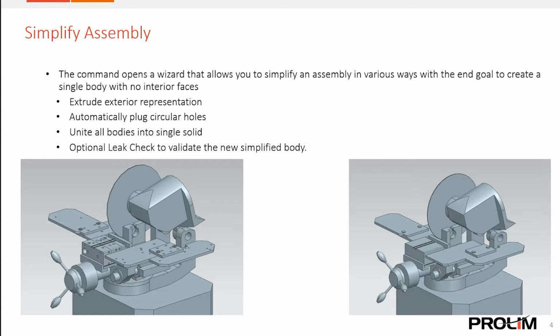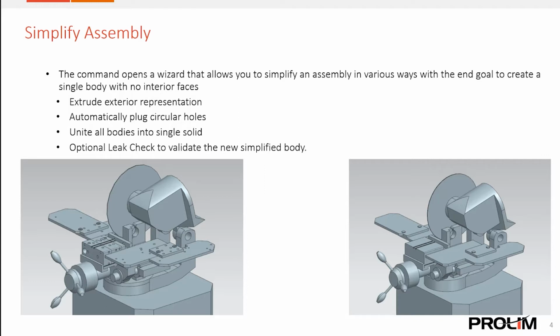The first command we're going to be taking a look at today is the Simplify Assembly command. This command has a wizard that guides you through the process of simplifying the assembly with various tools. The end goal being to create a single body with no internal faces to represent the assembly. Some of the tools available in the wizard include Extrude Exterior Representation, so you extrude over the assembly to create a representation that encompasses the entire assembly.